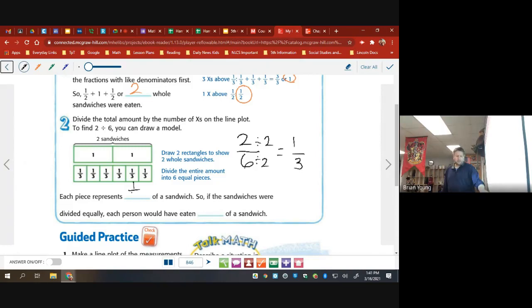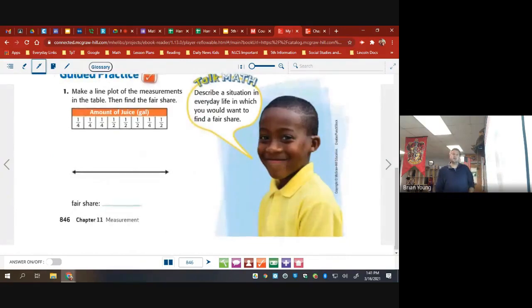So each part of the sandwich represents 1/3 of a sandwich. So if the sandwiches were divided equally, each person would have eaten 1/3 of a whole sandwich. They wouldn't eat 2 sandwiches, because that's what we said before. If we had stopped there when we added all of them up, 2 sandwiches would have been a lot. They didn't eat 2 sandwiches. They ate 1/3 of a sandwich, okay? This will get easier as you go along.